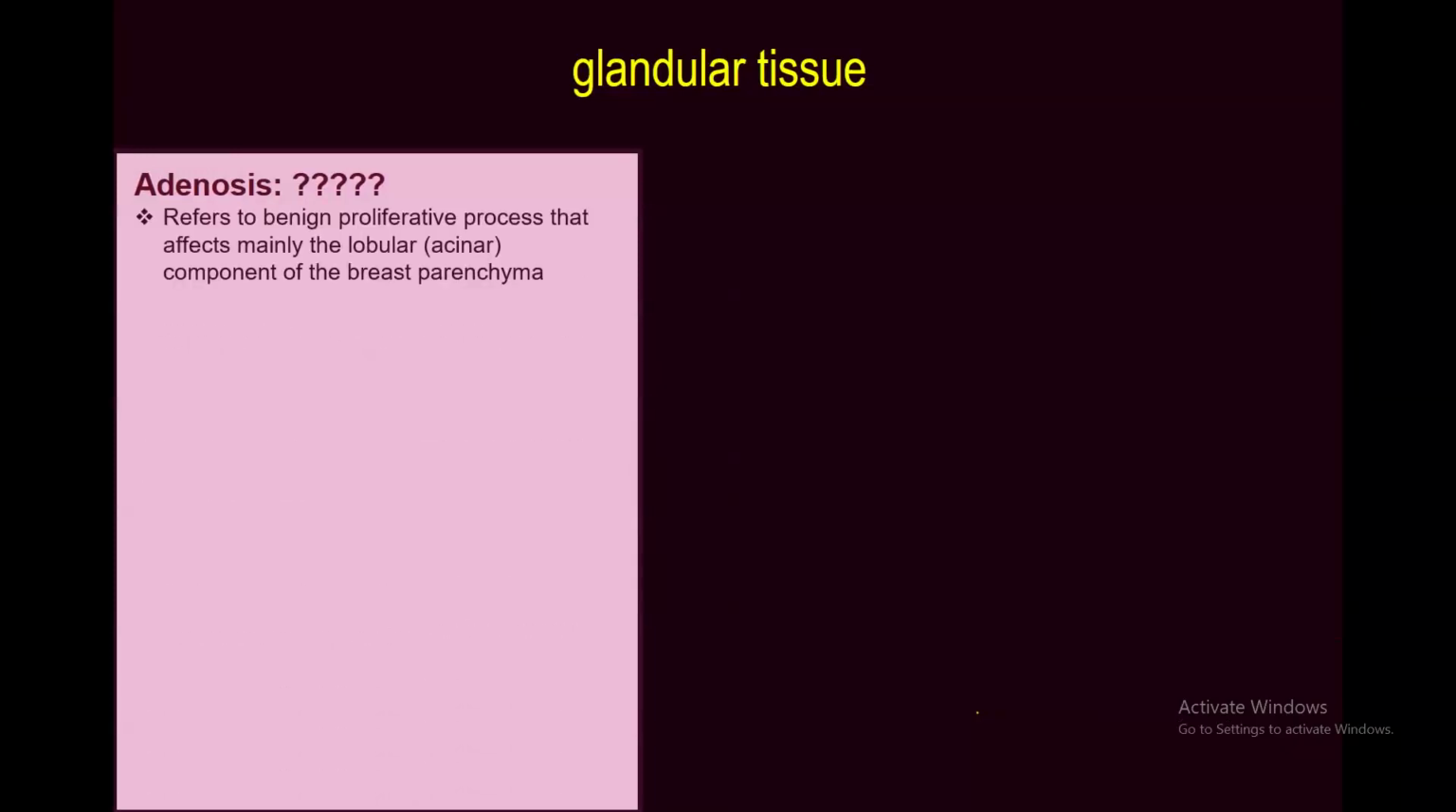So what is adenosis? As you know, it is a benign proliferative process that affects mainly the lobular or acinar component of the parenchyma. During puberty, the lobular proliferation or differentiation is seen first at the peripheral region of the breast and extends centrally. And what is the clinical significance of that? Any suggestion? What is the clinical significance? Any suggestion of that? Okay.